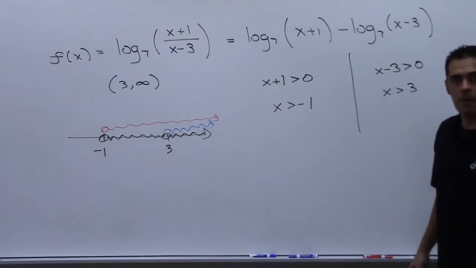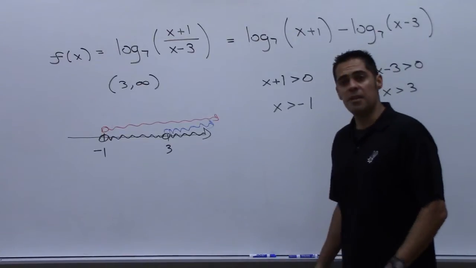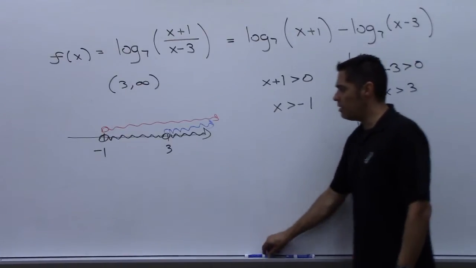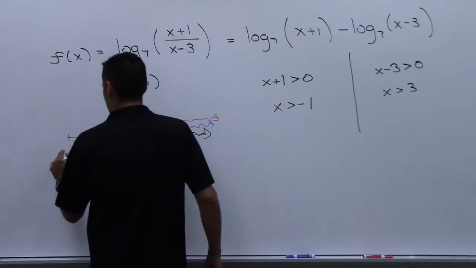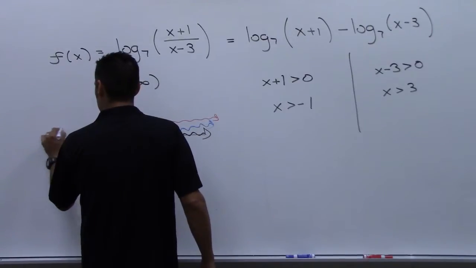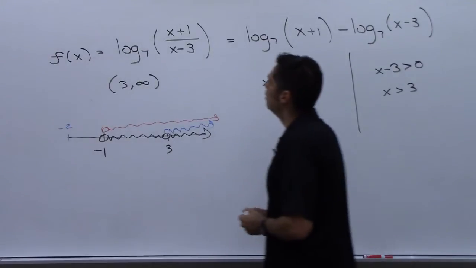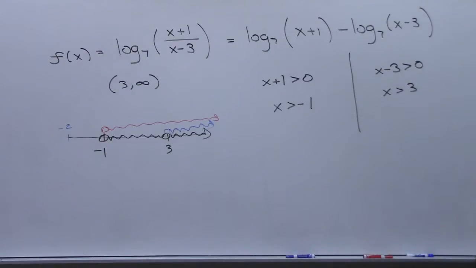Why can't it be lower than those numbers? Let's try it. Let's just try a number right here. How about negative 2? You said that a log can't be a negative number, can it? No. You can plug negatives into logs. You just can't have the argument turn out to be negative.